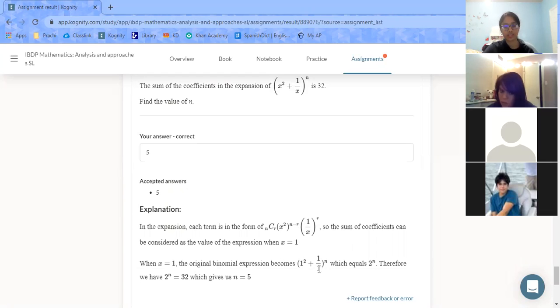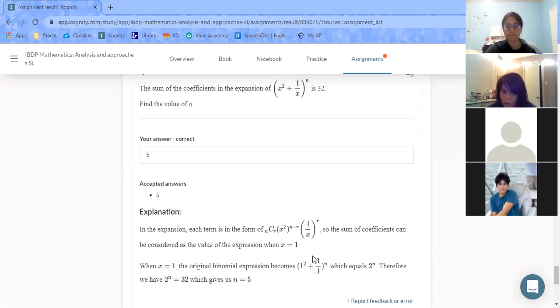So what they did here is just plug in 1 for x, because the coefficients shouldn't change. Like if you do Pascal's triangle, the coefficients are always the same, even though Pascal's triangle doesn't have the variables in it. So you could plug in any number for x and you would get the same coefficient. They just plugged in x equals 1, which made it really easy.